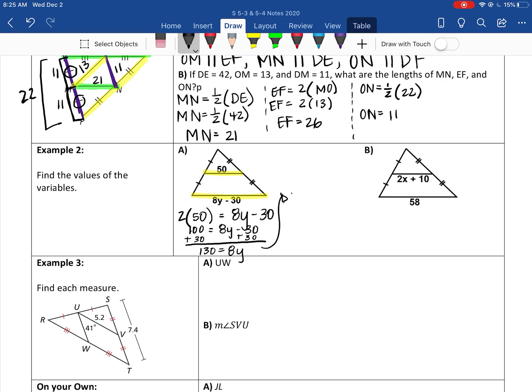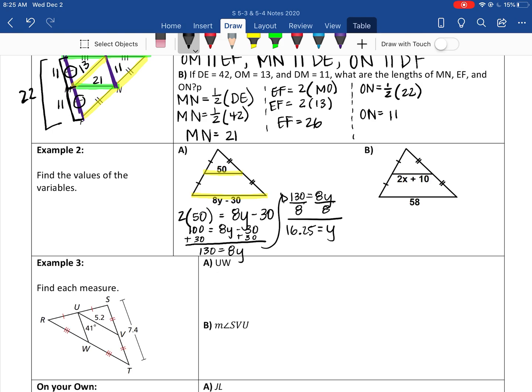I'm going to bring it up here. Then you take 130 and divide it by 8. You're going to get that y is equal to 16.25. And there's your value of y. When you're given these with variables, I'm always going to double the small piece and set it equal to the large piece, because it's much easier to double things than cut things in half in expressions.